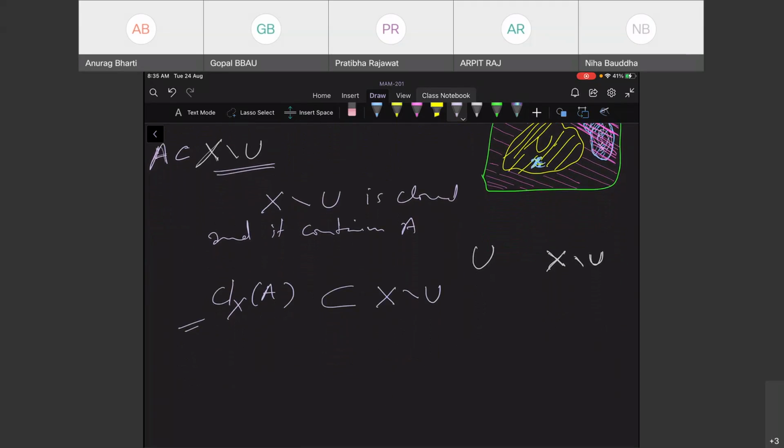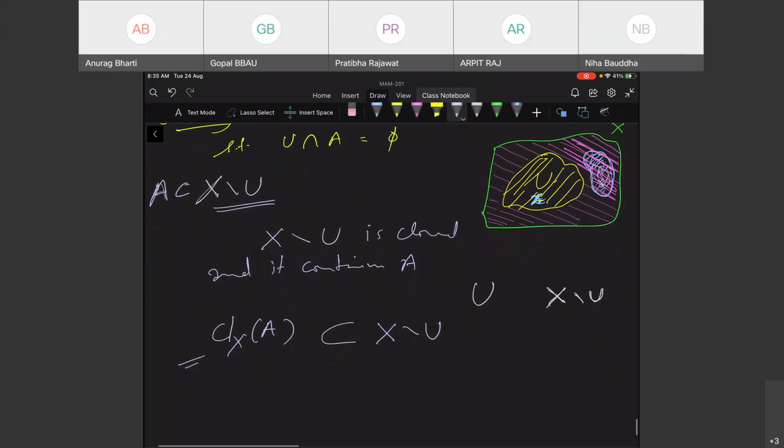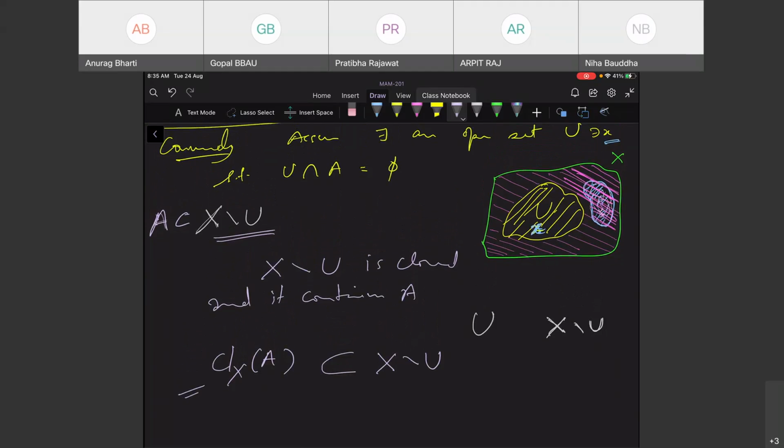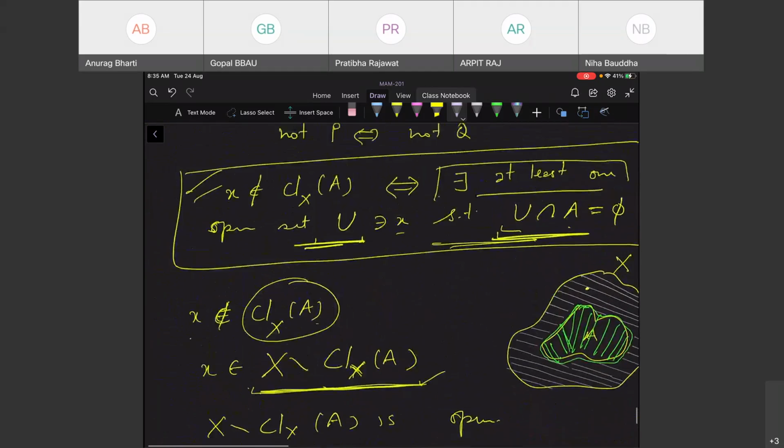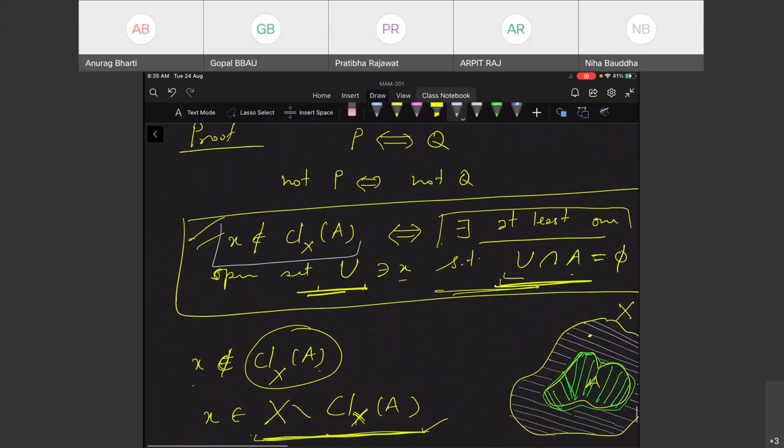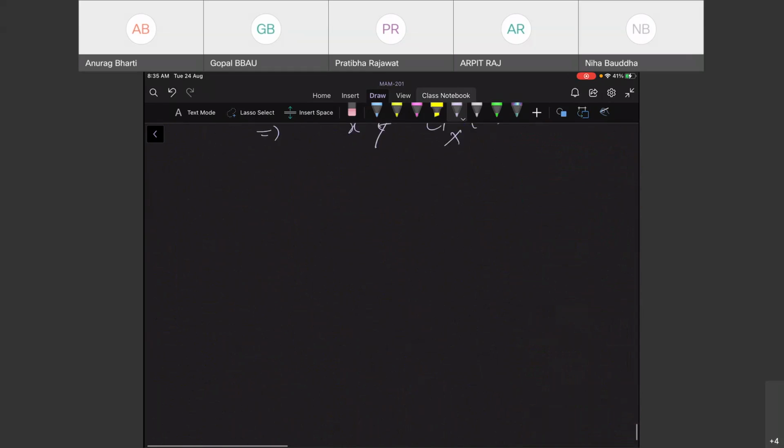So can you see from here? The closure of A is somewhere here in the red part, and X is in the yellow part. So this means X cannot be in the closure of A in X. So this is what we wanted to prove. So we are done.